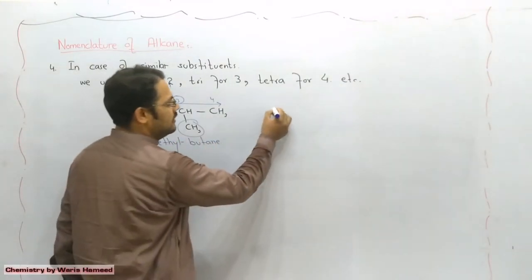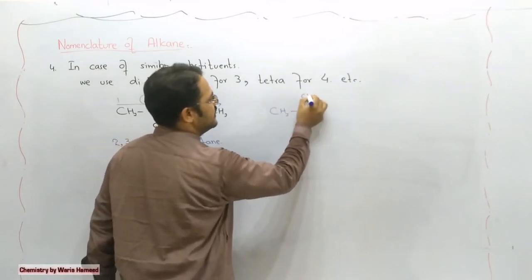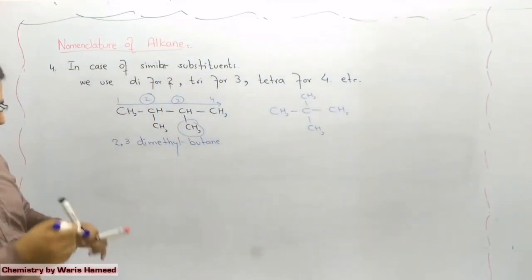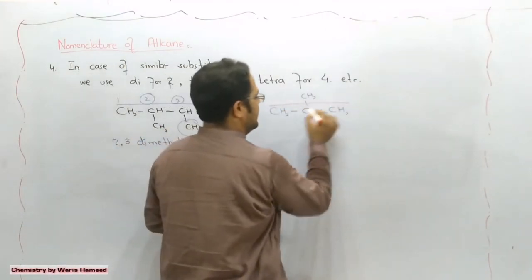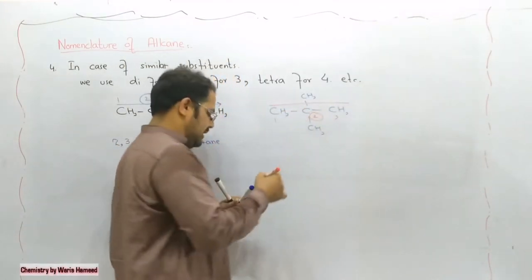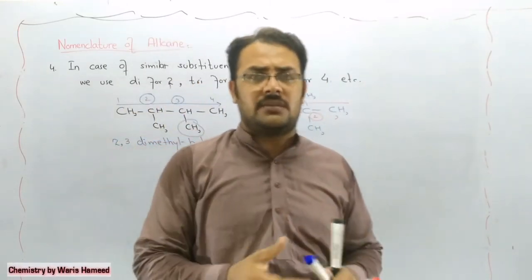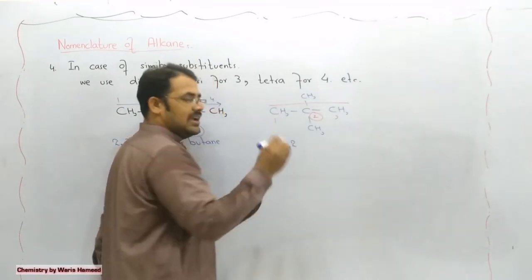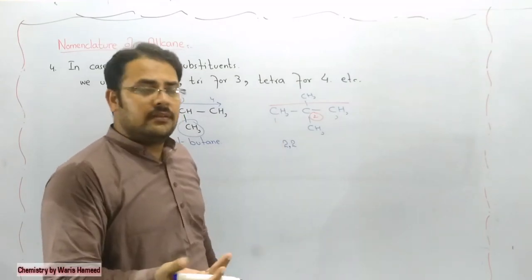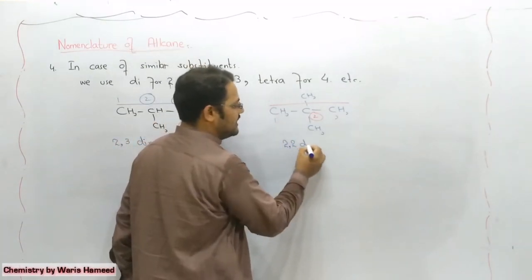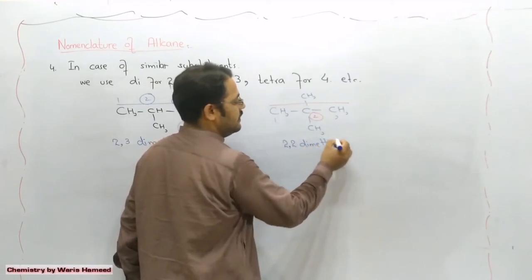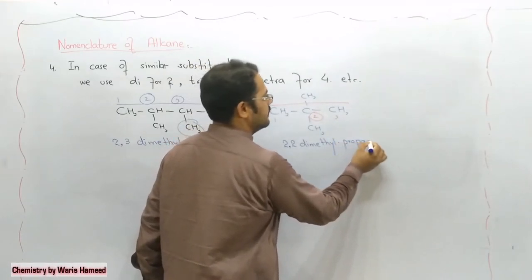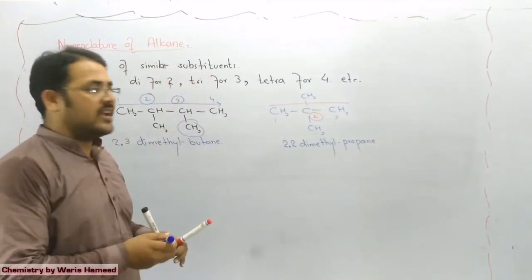Another example, CH3, CH3, CH3, and CH3. In this case, we have to select the longest chain again. Here is the longest chain, and first, second, and third. We are looking that at second carbon, there are 2 similar substituents. Then we will mention their position, that is 2, 2. You can write just 2 because it's propane. 2,2-dimethyl. 2,2-dimethylpropane. I hope that it is very clear to you.